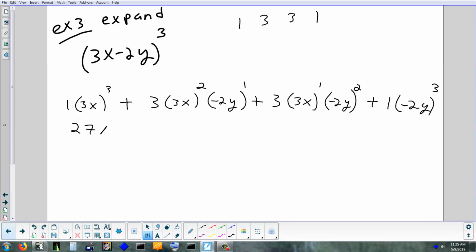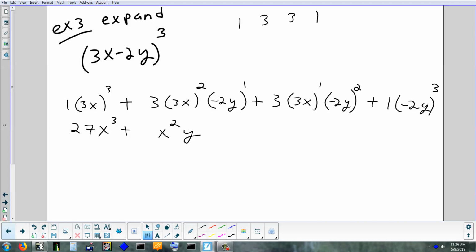27x cubed. All right. Anyone think they can tell me the coefficient that's going to go next? 27x squared minus 2y. So I like the x squared, that's good, and the y. But what's the number going to be in front? It's going to be 27 because 9 times the 3 would be 27.